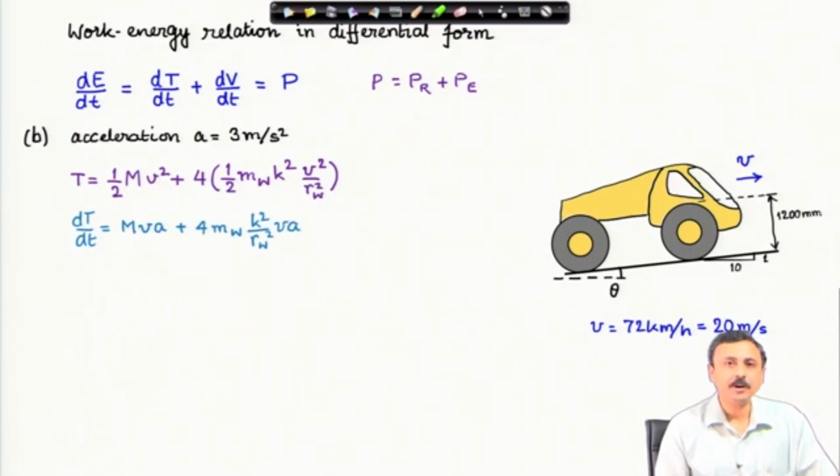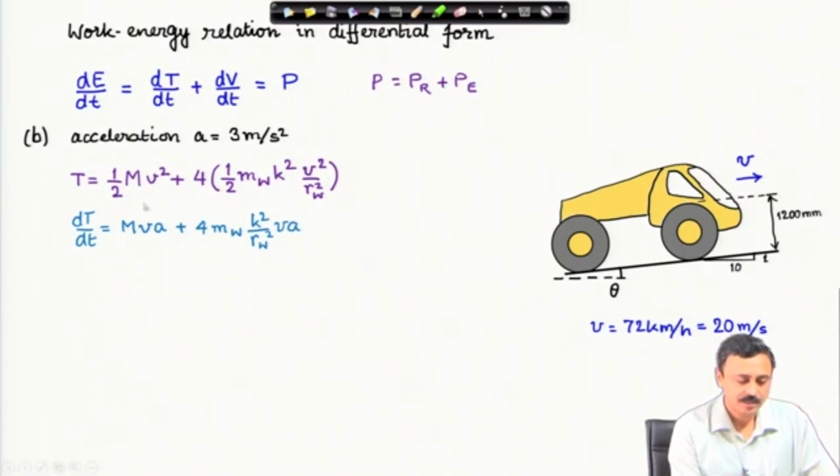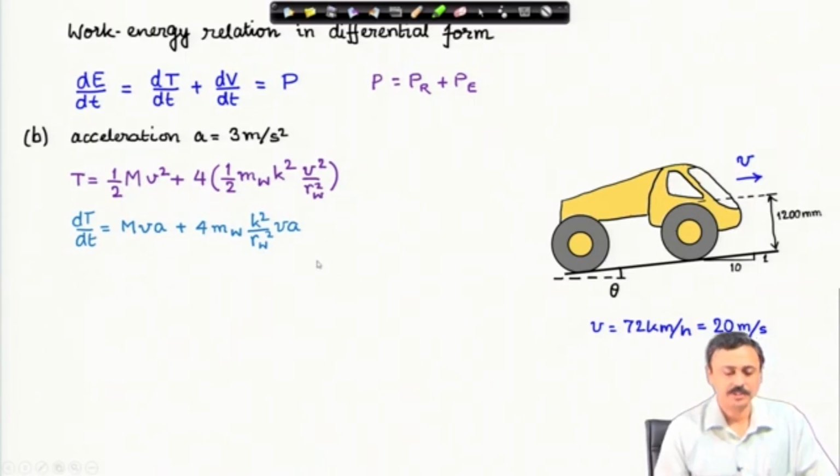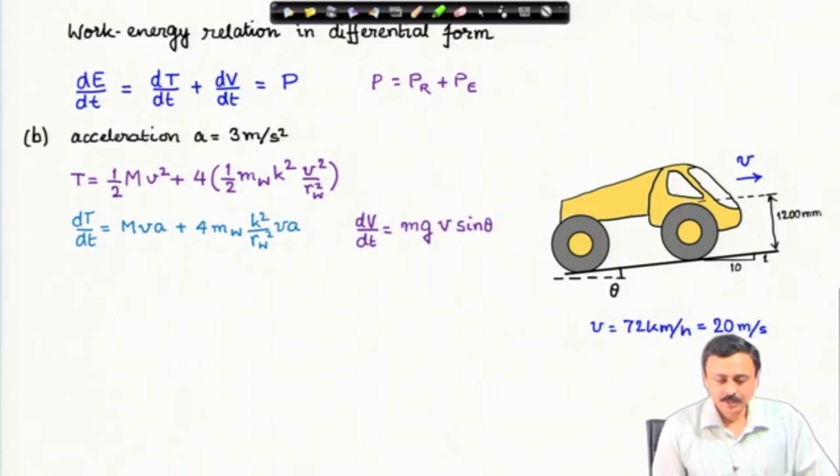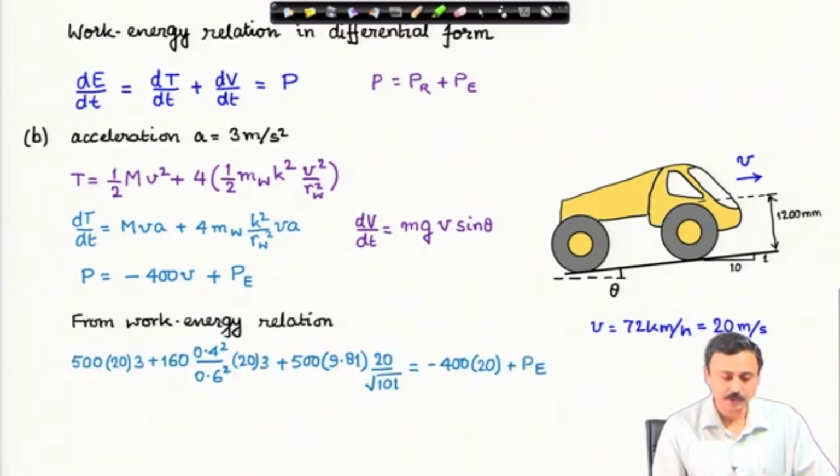Therefore, d/dt of the kinetic energy will be, just differentiate this, mass times velocity into acceleration plus the derivative of this, because velocity is changing with time. Therefore, we get the acceleration into the rate of change of kinetic energy. The rate of change of potential energy is given by the expression that we have derived earlier, and power is of course remaining the same. We have dissipation because of rolling resistance and power input from the engine, and this is the unknown. Power input from the engine is unknown.